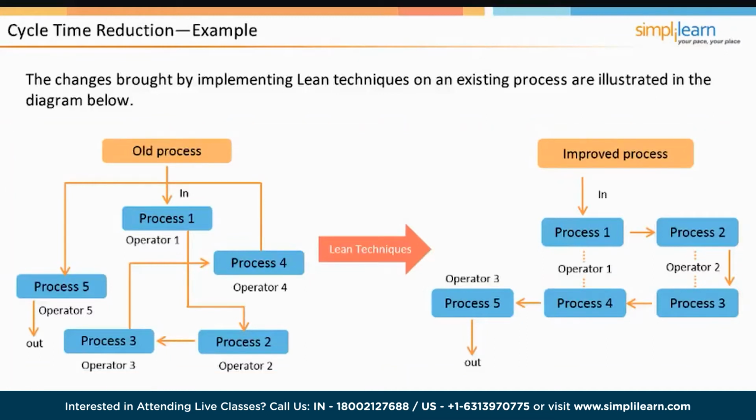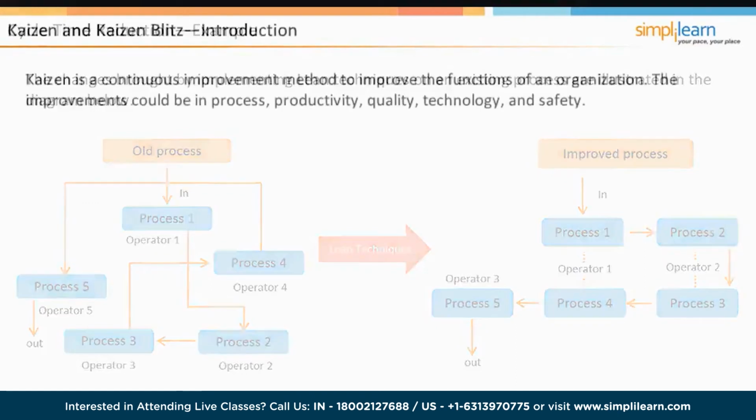First, the path followed by the material in between the process is considerably reduced. This decreases the cycle time for the entire process. Second, the number of operators is reduced to 3 when compared to 5 in the old process. Operator 1 can now work on Process 1 and Process 4. Similarly, Operator 2 can work on Process 2 and Process 3. Hence, there is an increased productivity of the operators, and the remaining skilled operators can be used in some other process or system. The next screen will introduce the concept of Kaizen and Kaizen Blitz.